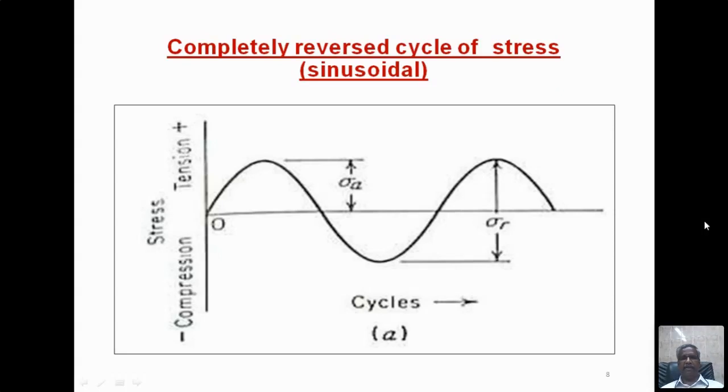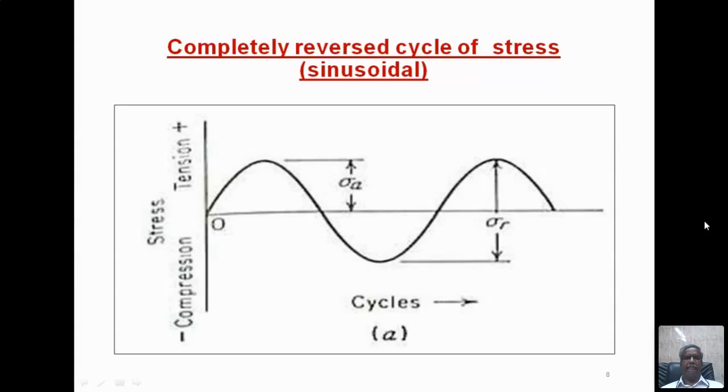In the completely reversed cycle, what is R? Anyone says R is what? Stress ratio. We all know R equals stress ratio. Capital R, not small r. What is stress ratio here? Minimum stress by maximum stress. If the compressive stress is minus 200 and the tensile stress is plus 200, what is R? Minus 200 divided by plus 200 gives minus 1. So in the completely reversed cycle, R equals stress ratio equals minus 1 always.